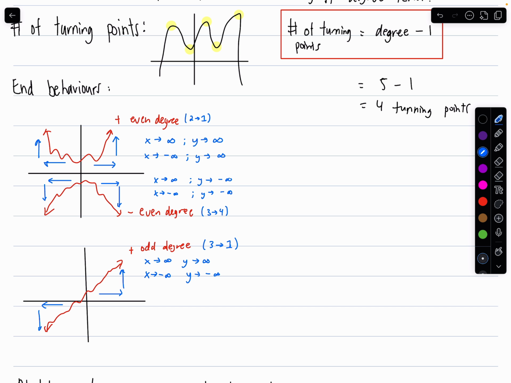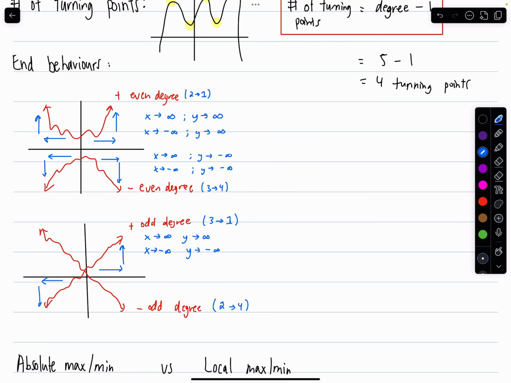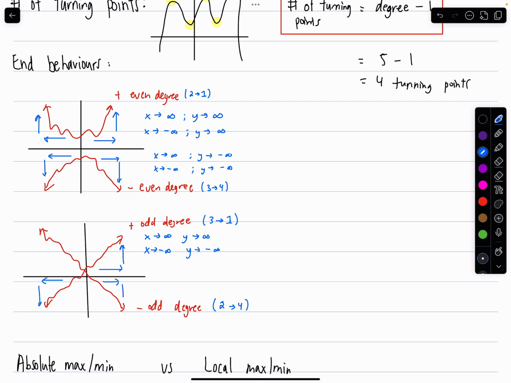So the end behaviors are going to change depending on if it's positive even degree, negative even degree, positive odd degree, and now negative odd degree. So let's look at negative odd degree. What does that look like? A negative odd degree function goes from quadrant 2 to quadrant 4. So if we look at this one, as x approaches infinity, y approaches negative infinity. And as x approaches negative infinity, y approaches infinity.